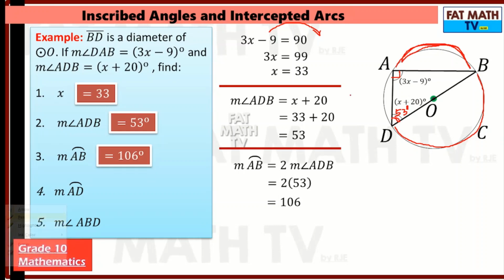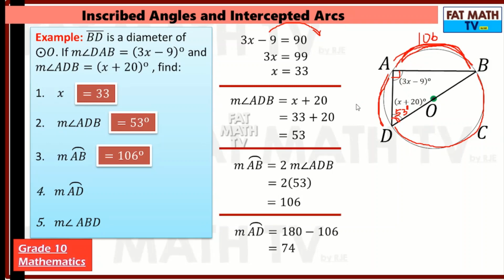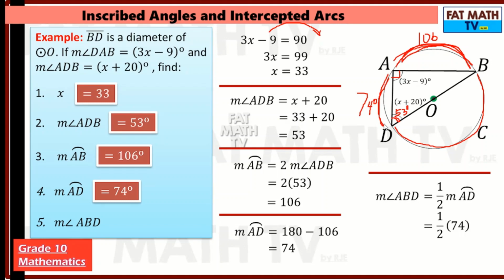How about the measure of arc AD? So arc AD here and arc AB make a semicircle. So arc AB is already 106. So we just subtract 106 from 180. So 180 minus 106, that is 74. So this is 74 degrees. And ABD is half of 74 because AD is the intercepted arc of the inscribed angle ABD. So that's half of 74. That is 37 degrees.